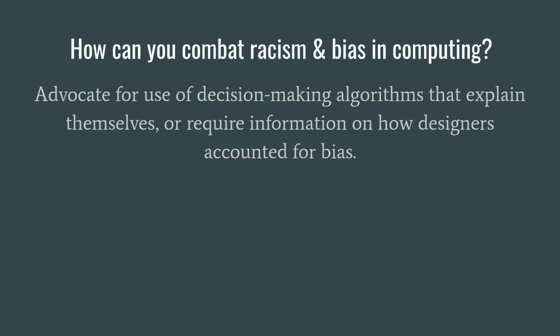You can advocate for the use of decision-making algorithms that explain themselves. You can say that I don't want the company I work for to be making HR decisions based on a box into which we've fed some information and out we get an answer that has no explanation to it and can't be engaged with or have any dialogue about it. And you can require information on how the designers of algorithms that you might use or that you might be affected by have accounted for bias. Have they done audits? Have they used a wide range of data sets to see if this algorithm exhibits bias toward particular groups of people?